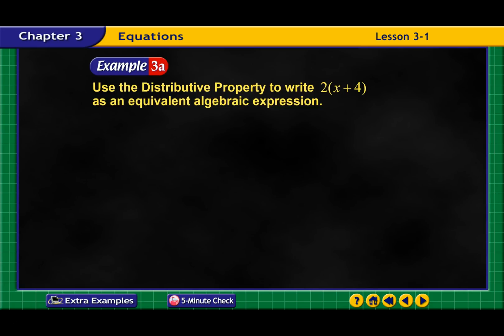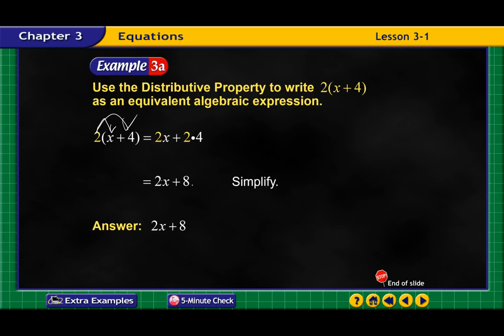Use the distributive property to write 2 times the quantity x plus 4 as an equivalent algebraic expression. The only reason this is different is because x is in there. That's why it's an algebraic expression instead of evaluate the expression. So same basic concepts. First we're going to distribute. I'm going to multiply the 2 times x, 2 times 4. Then we're going to tag those together, 2x, and then evaluate these, 8. And that should be as far as we can go.